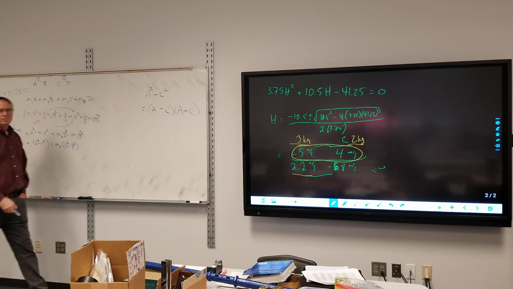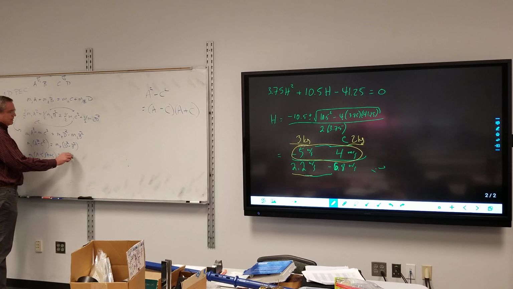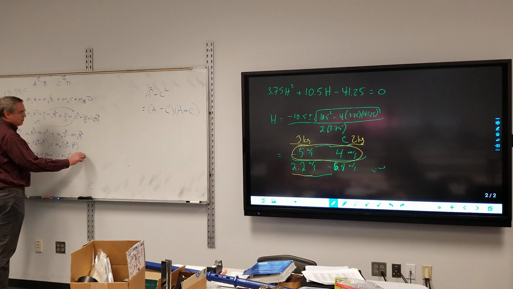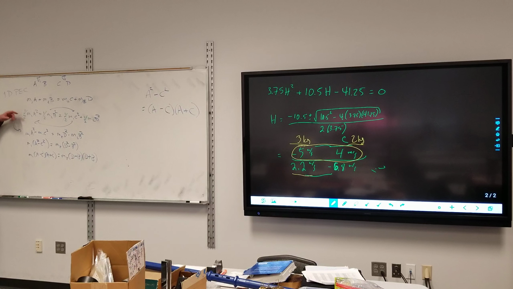Hopefully that brings back some fond memories. If it brings back no memories at all, I'm not quite sure why. All right, anyway. So this is m1 (a minus c)(a plus c) is equal to m2 (d minus b)(d plus b). This is still just from the conservation of kinetic energy, the perfectly elastic piece of it. That's all that is.